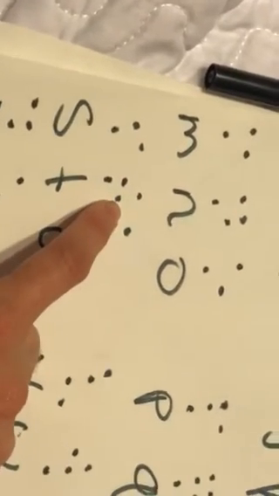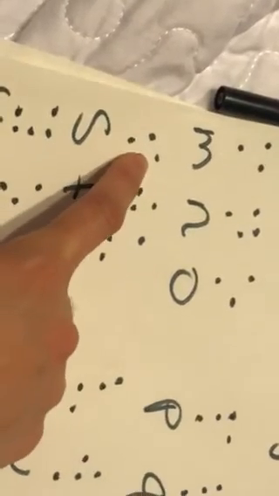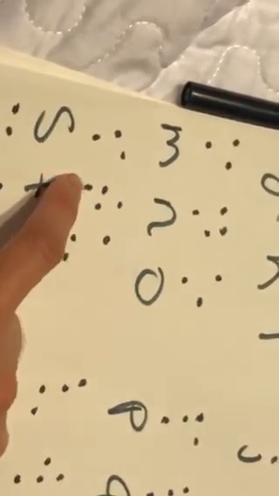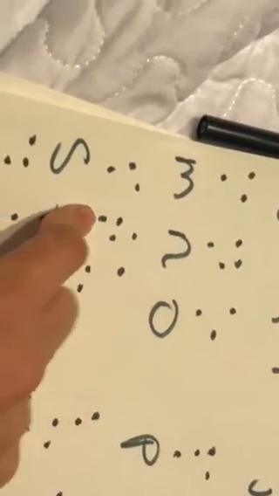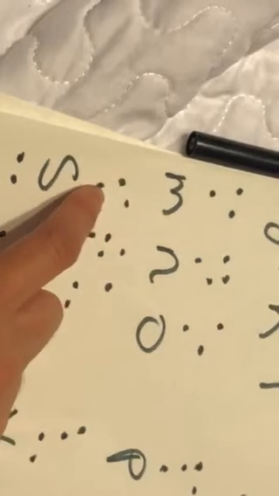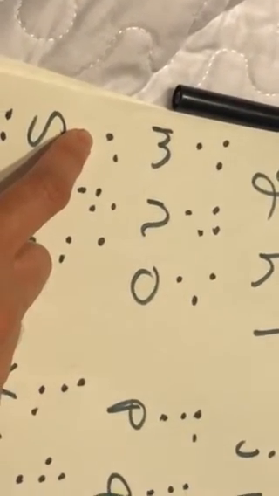T, very similar. The only thing that's missing is a dot 5 for T. Oh, I'm sorry. 1, 3, not 1, 2. 1, 3, 4 is S.